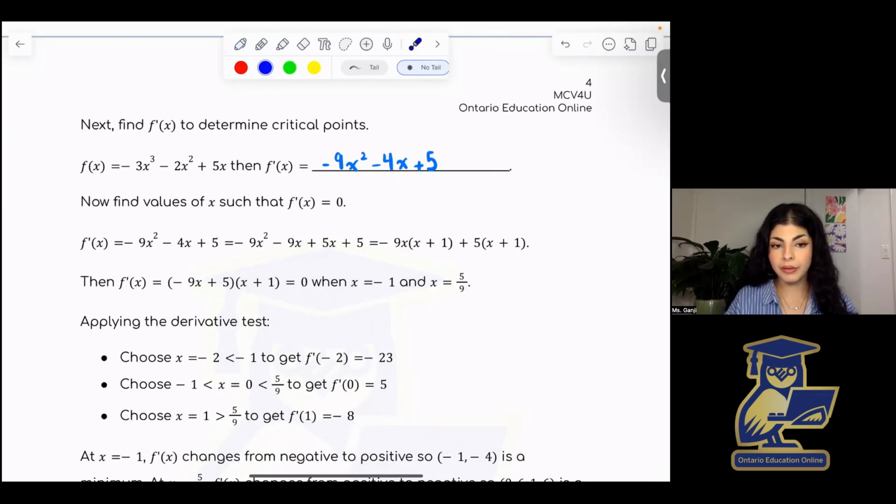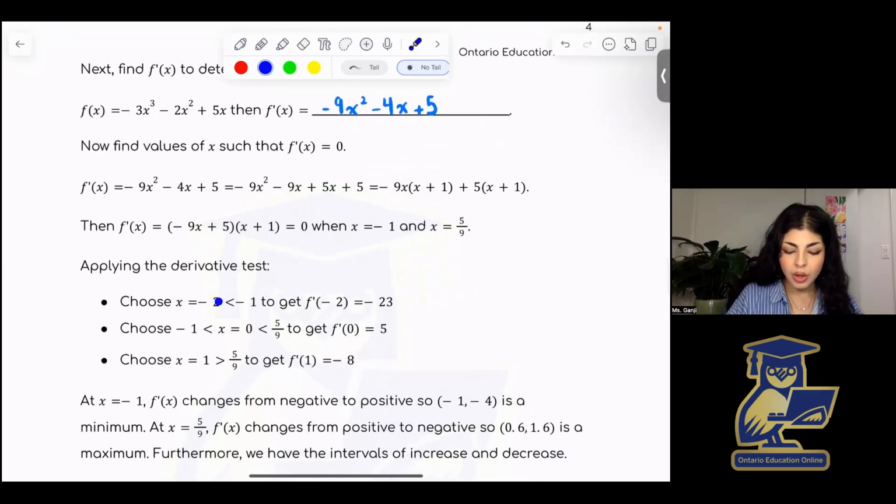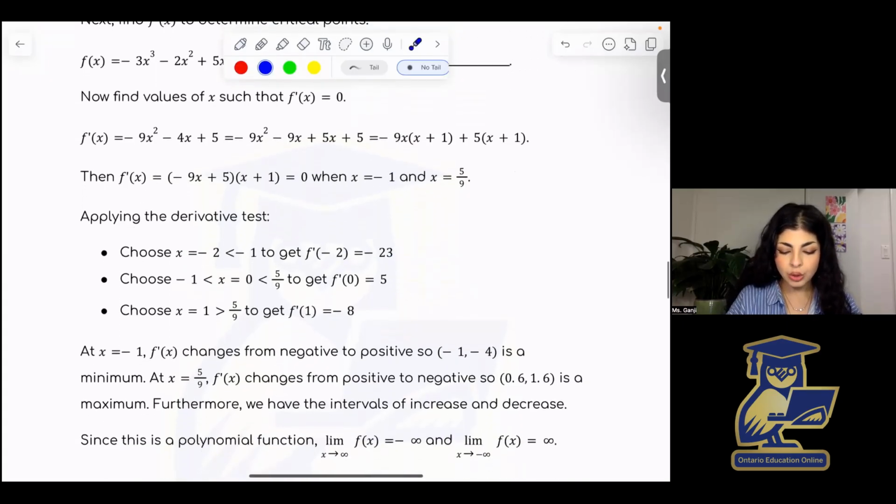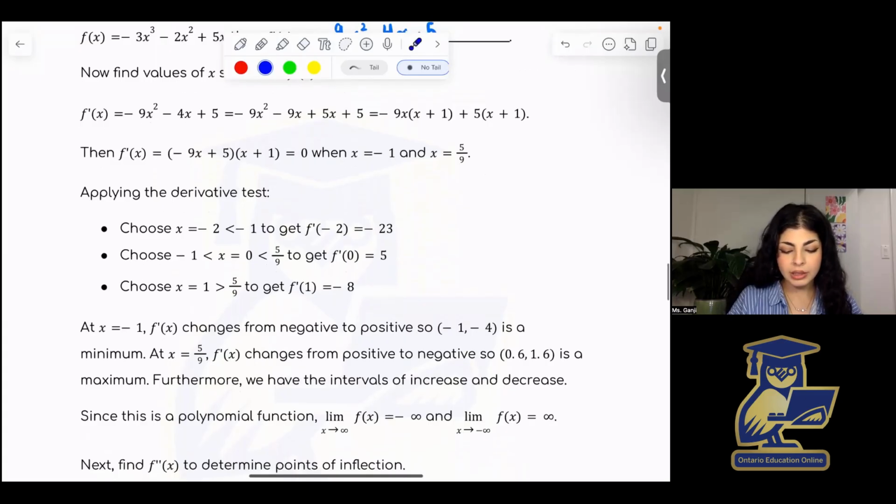So I will first apply the first derivative test. So for example, we choose x is -2, which is less than -1, and we see that the first derivative is negative. Then we choose x is 0, which is between -1 and 5/9. And always try to use friendly numbers whenever you have them. This is a friendly number we can use. And the first derivative here is positive. And in my final interval, x is greater than 5/9, I pick 1. And so f prime of 1 is negative here.